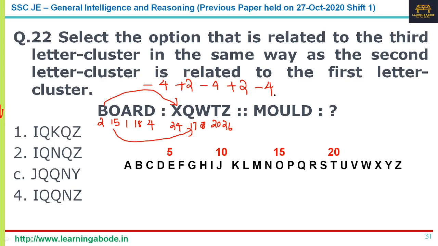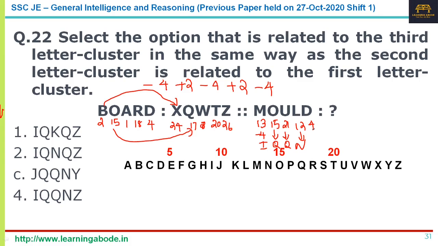So 13 minus 4 would be I. Now 15 plus 2 would be Q. Now 21 minus 4, 17, would be Q. And 12 plus 2, 14, would be N. And 4 minus 4, that will be 0, which means it's actually the 26th letter, that will be Z. So IQQNZ. That's answer option 4 for question number 22.